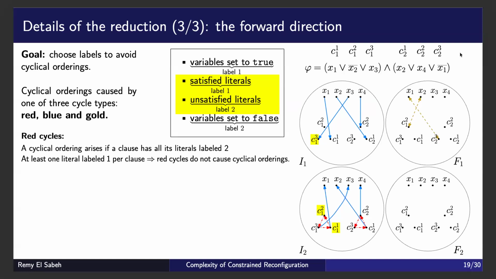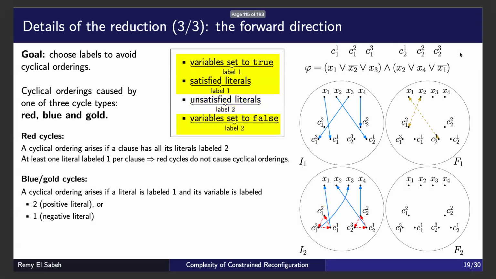So starting with red cycles. Earlier we said we have an issue with these if everything is labeled 2. If we look at this portion that's highlighted in the solution, there must be one satisfied literal per clause. So we know for a fact, if you pick any triangle, one of the three will actually be at the top. So then we avoid our cyclical ordering. That's the reasoning for red cycles. You never have a literal triplet of the same clause where everything is labeled 2, due to the way we define the solution at the top.